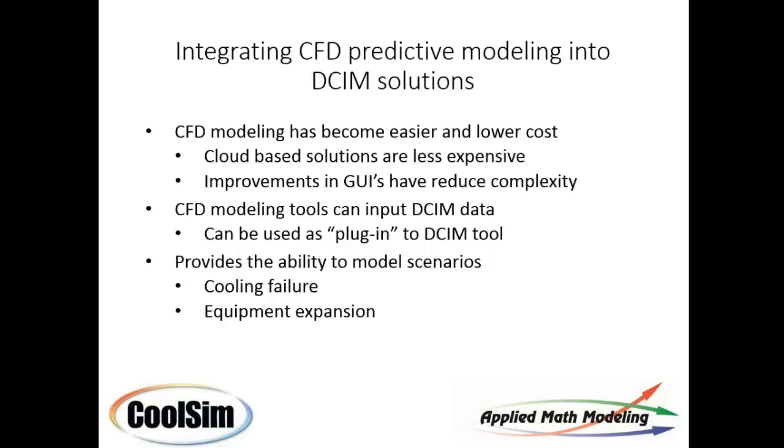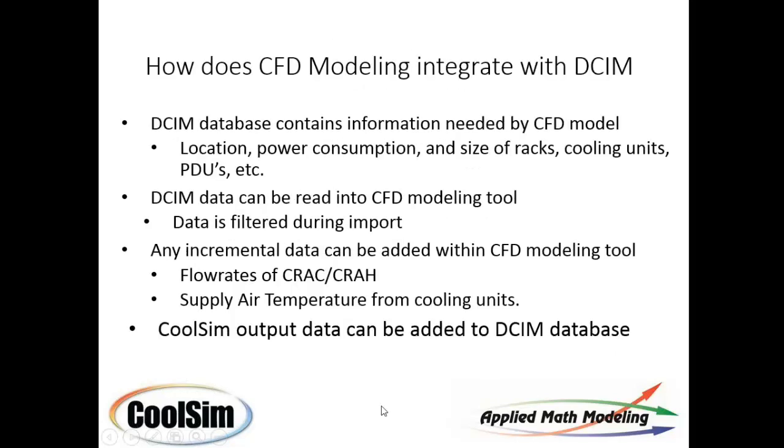Generally, people don't start at the operational level with CFD. They start with another tool like DCIM. The design build guys often use tools like CoolSim, but then they leave. The data center gets handed over to the operational people, and they're using more of a 2D tool, as Scott talked about, such as a DCIM tool or some other thing, Excel spreadsheets, etc. And bringing these two things together gives you the ability to model cooling failure and equipment expansion and everything else. It gives you another planning tool in the overall management of the data center.